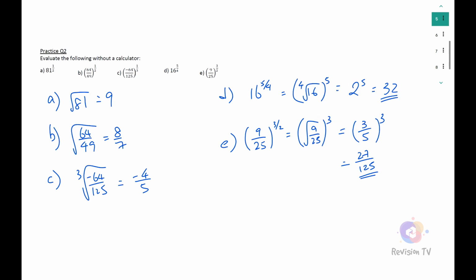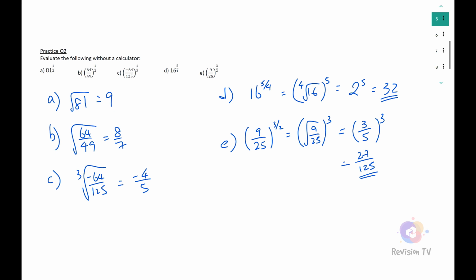So here comes the practice question 2. Pause the video, have a go at the question. When you're ready for the answer, you can press play. Here comes the answers. In particular, question D, 5 over 4.